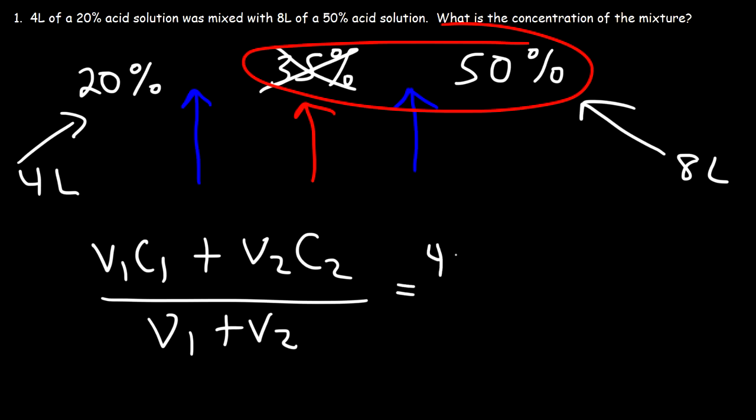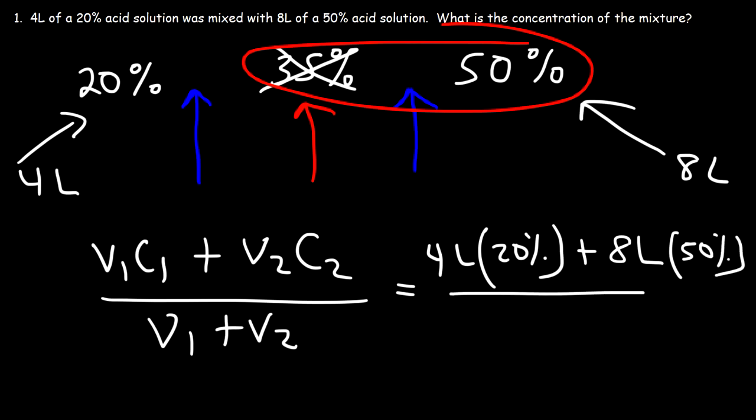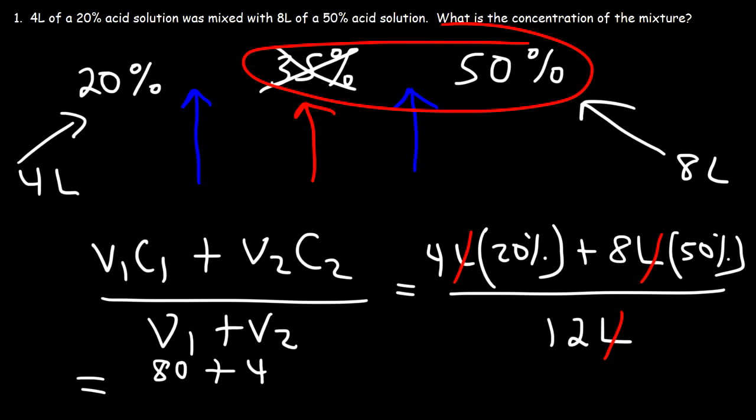So V1 is 4 liters, C1 is 20%, V2 is 8 liters, C2 is 50%, and then V1 plus V2, so that's 4 liters plus 8 liters, which is 12 liters. As you can see, the unit liters will cancel, giving us the concentration in percent. Now let's do the math. 4 times 20 is 80, and 8 times 50: 8 times 5 is 40, add the 0, so 8 times 50 is 400, divided by 12.